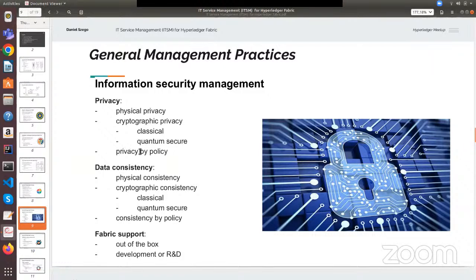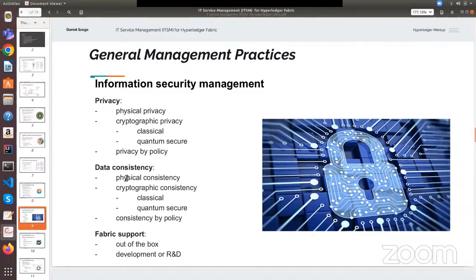And we have one more category, that's privacy by policy. There's no cryptographic or physical guarantee. People are not allowed to see certain parts of the system, and that's hidden by the user interface or something similar. The other thing that should be considered in information security management is data consistency.